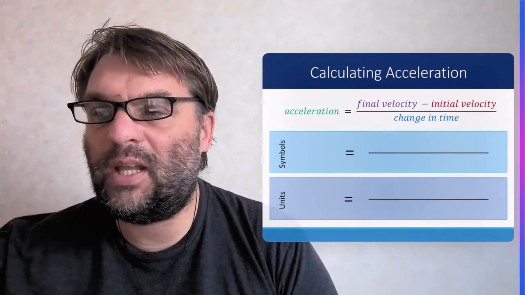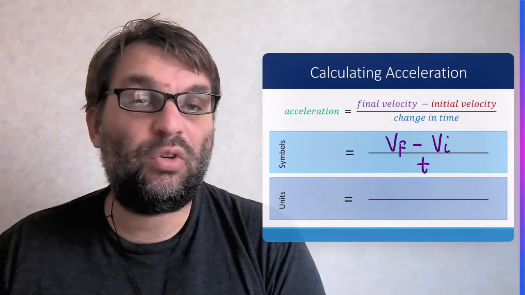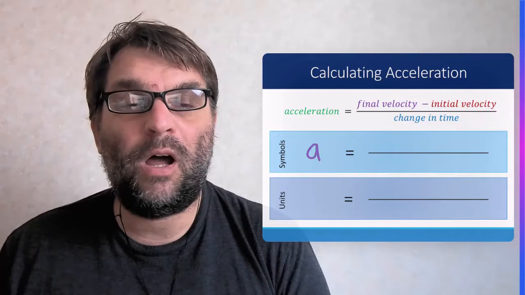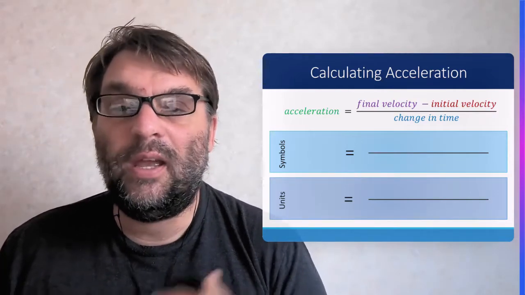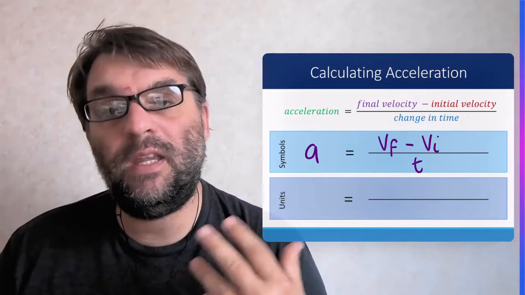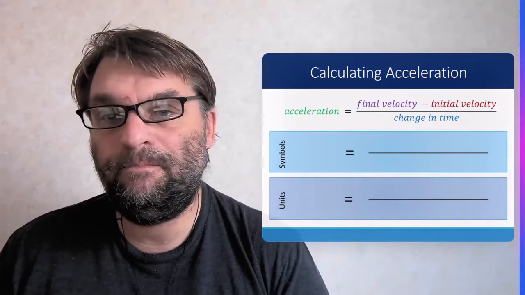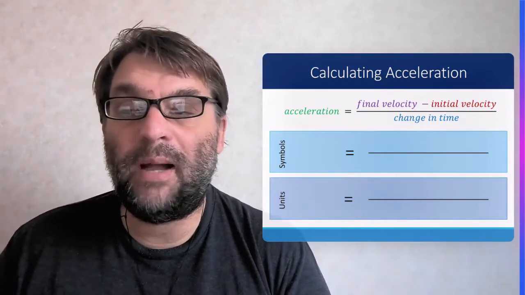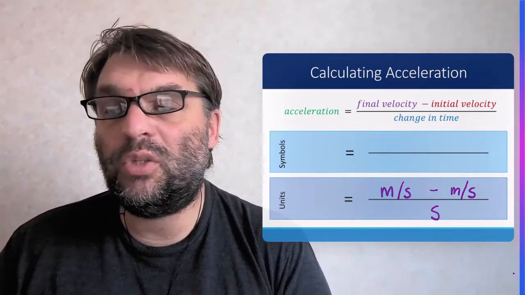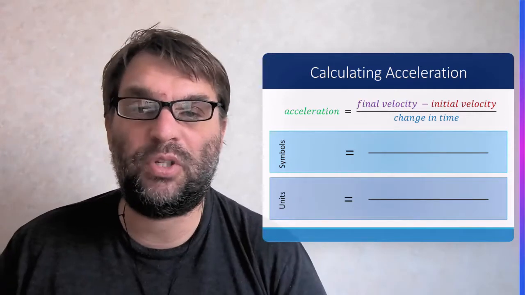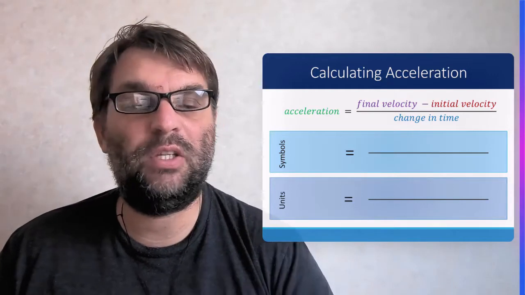In terms of calculating acceleration, the equation is the final velocity minus the initial velocity, that's the change in velocity, over the change in time. So a equals vf minus vi divided by t, using those symbols on the previous slide. And the units are meters per second squared. The reason why is because it's meters per second minus meters per second, divided by seconds, which will therefore give the units of acceleration as meters per second squared.